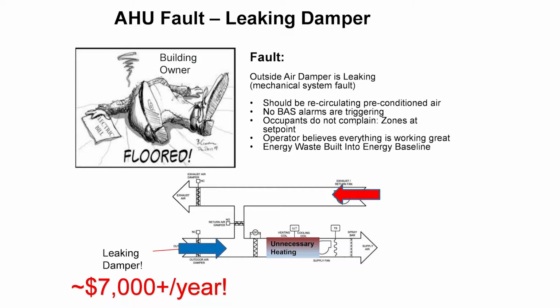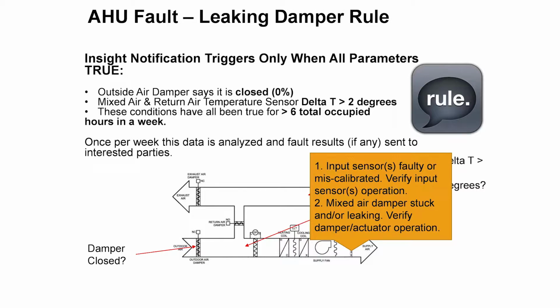And so in this case, if we see a difference between the mixed air temperature and the supply air temperature when that damper is supposed to be closed or at a minimum position, then we want to flag that and bring it to your attention, right? And let's say this is happening repeatedly throughout the week. Well, you might have a leaking outside air damper. It's very possible.